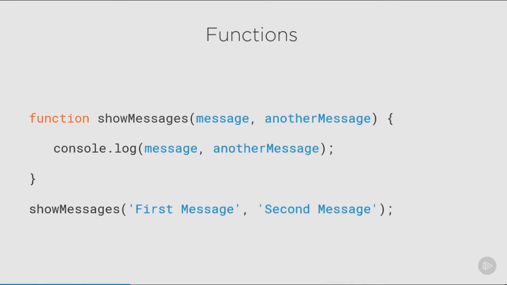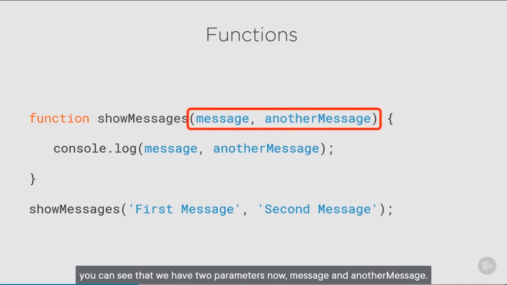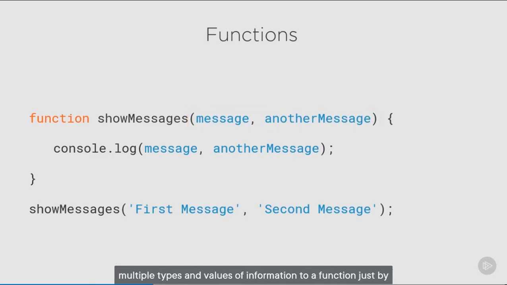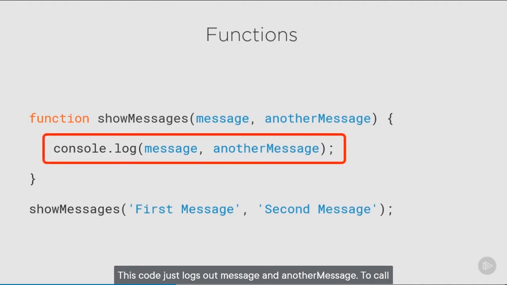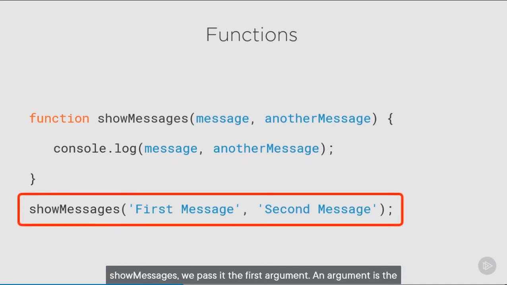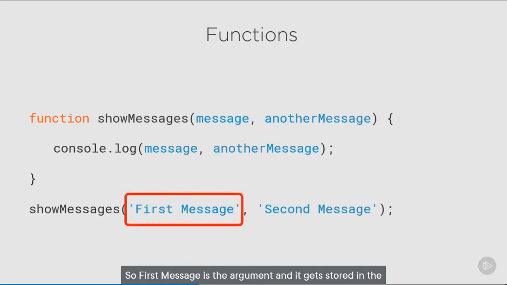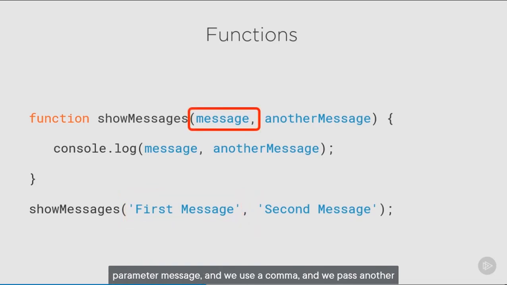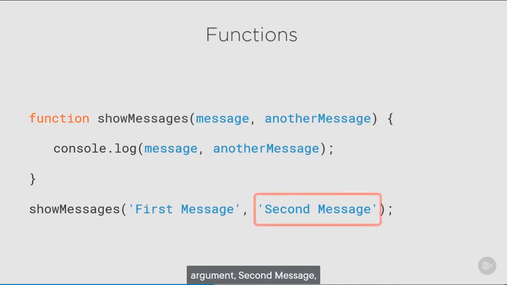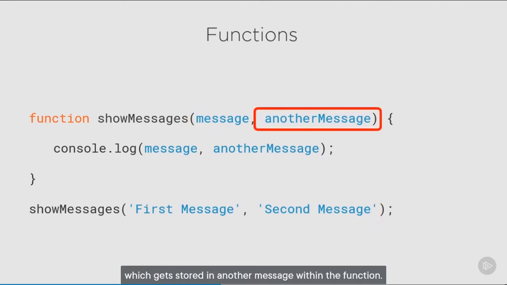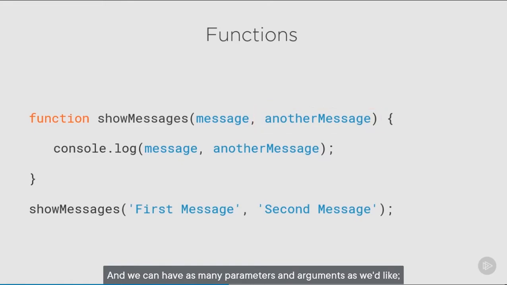And here's another example. If we look at showMessages, you can see that we have two parameters now, message and anotherMessage. It's important that they're separated by commas. So we can pass multiple types and values of information to a function just by listing several parameters separated by commas. This code just logs out message and anotherMessage. To call showMessages, we pass it the first argument. An argument is the actual value that we send to a function. So "first message" is the argument, and it gets stored in the parameter message. And we use a comma, and we pass another argument, "second message", which gets stored in anotherMessage within the function. And we can have as many parameters and arguments as we'd like. Just make sure that they're separated by commas.